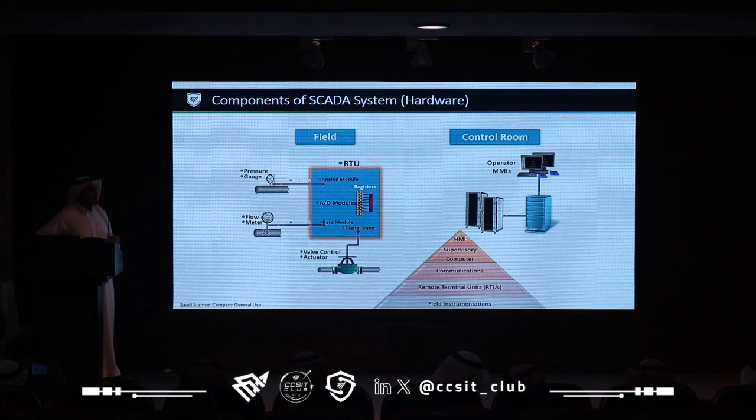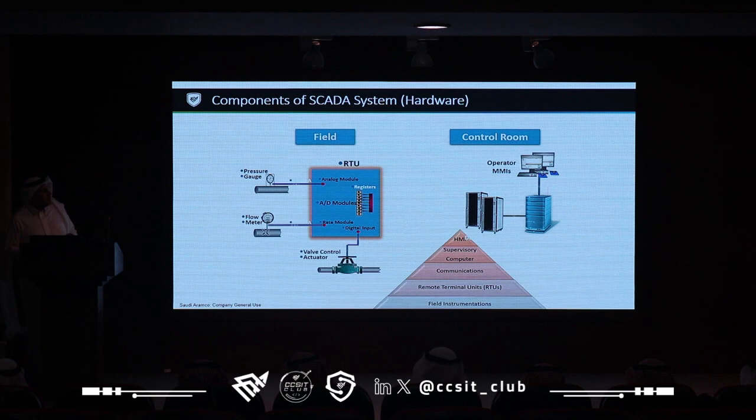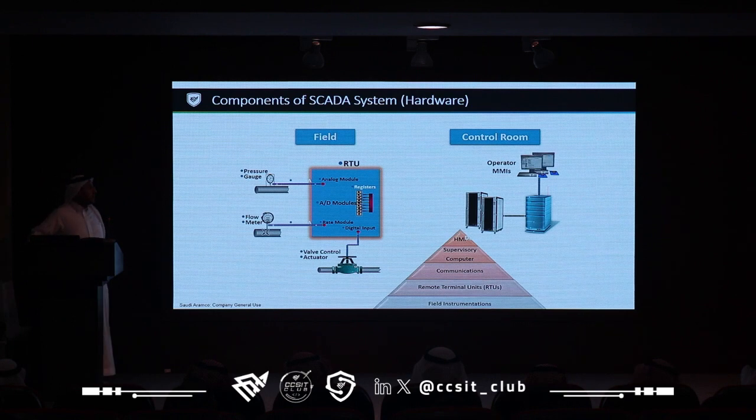It may be far away, more than 100 kilometers, even 1,000 kilometers. For example, we are controlling pipelines in the middle of the desert from Dammam by the SCADA system. And you should have communication between the SCADA system and the RTU to control the field devices or the field sensors inside the desert or far away.